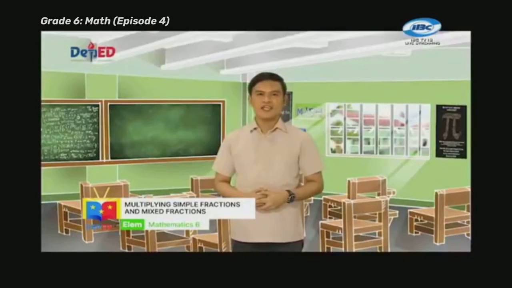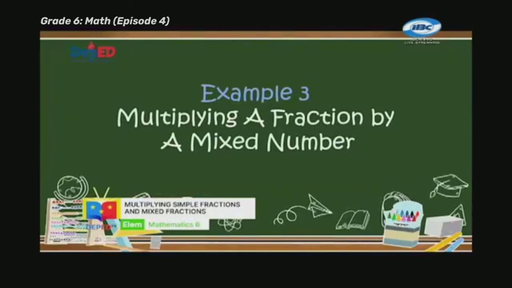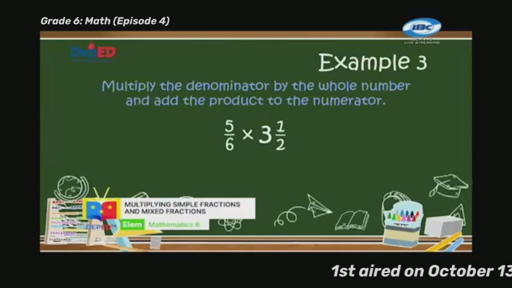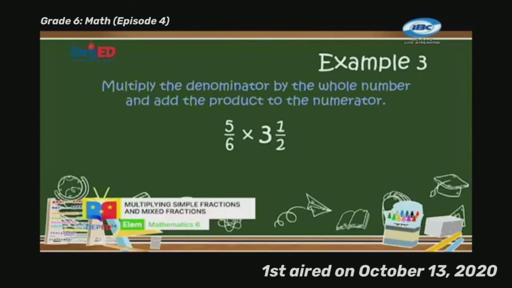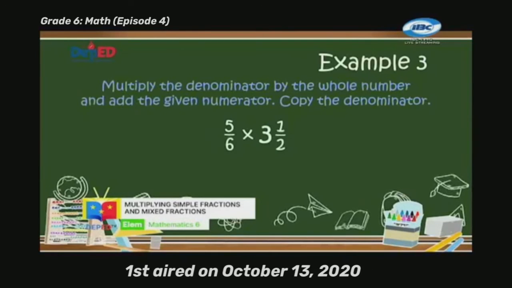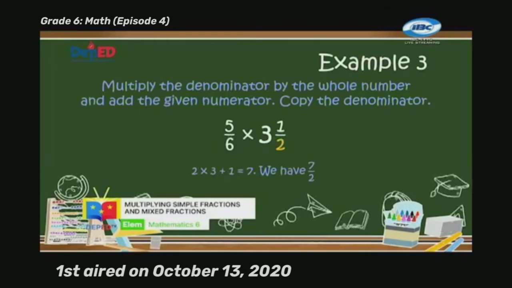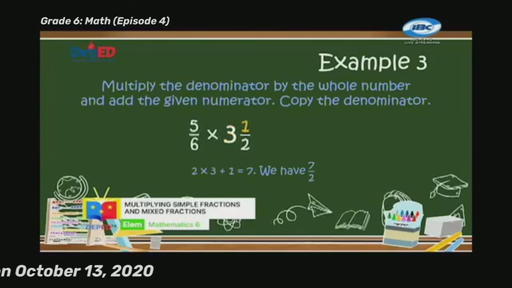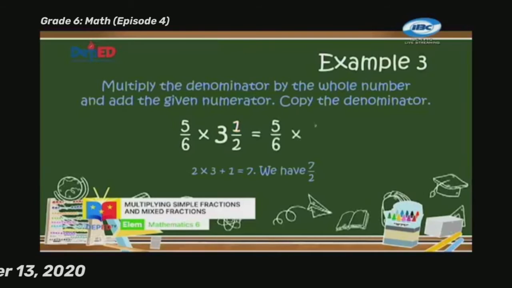Example number 3. Multiplying a fraction by a mixed number. 5/6 times 3 and 1/2. First, rename the mixed number to an improper fraction. Multiply the denominator by the whole number and add the given numerator. 2 times 3 plus 1 equals 7. Copy the denominator too. We have 7 halves.